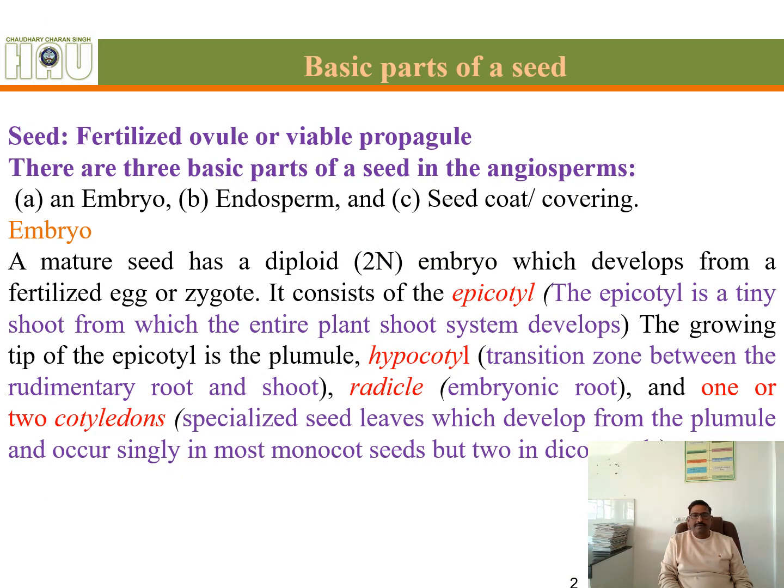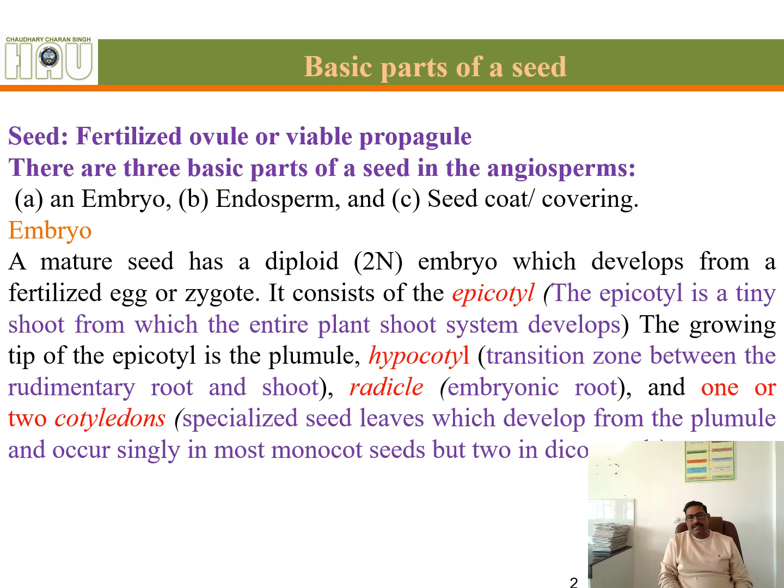Now we discuss the seed. Seed is a viable propagule or a fertilized ovule which gives rise to a new plant. It consists of three major parts, that is embryo, endosperm and the seed coat.